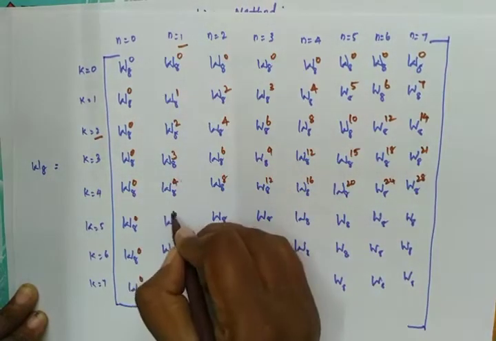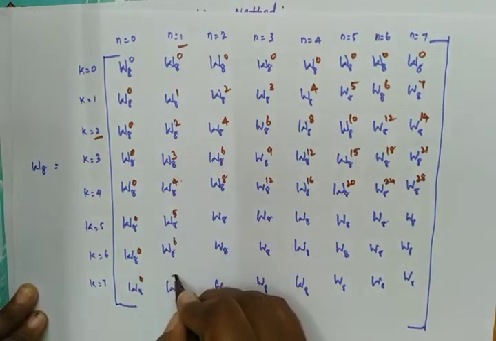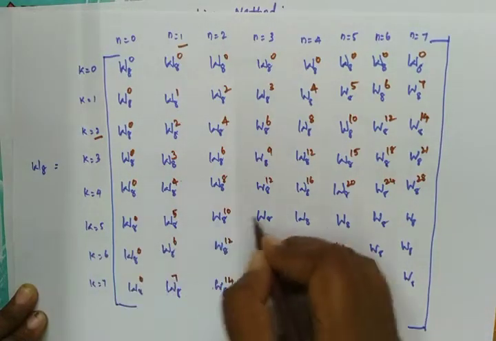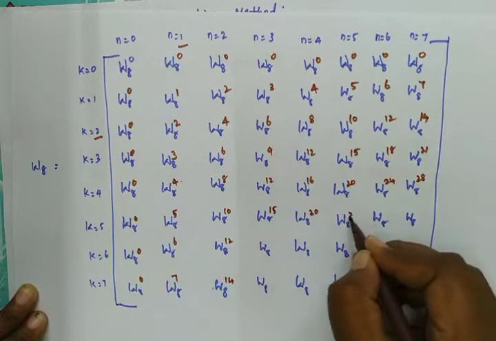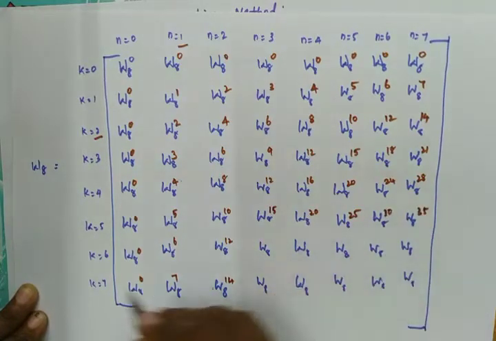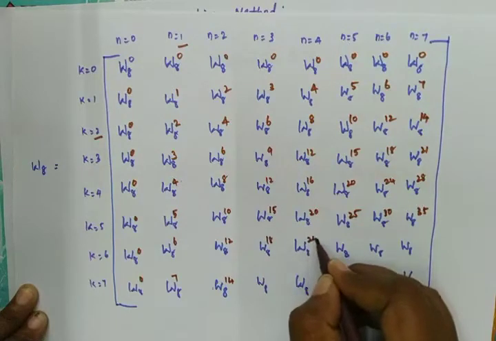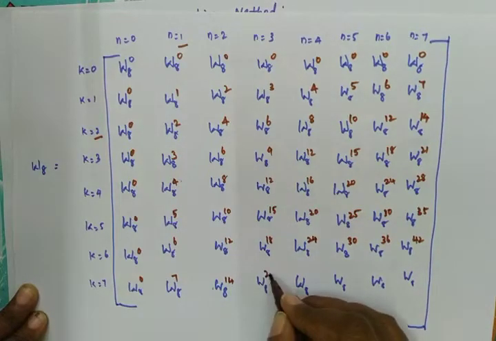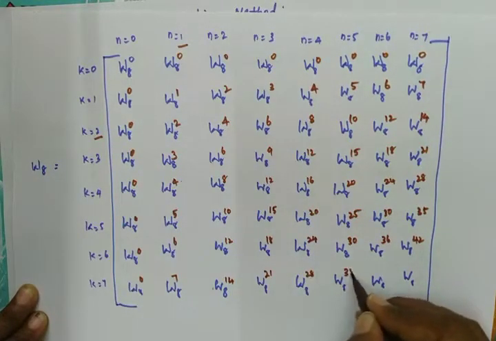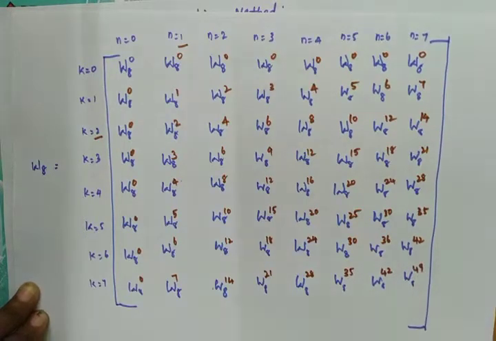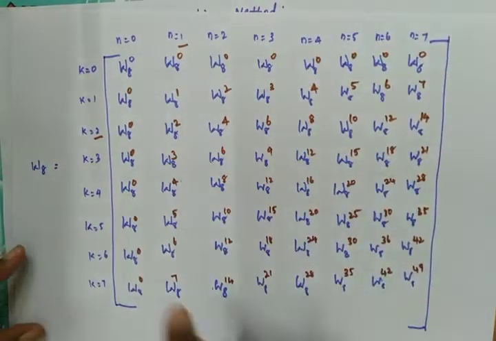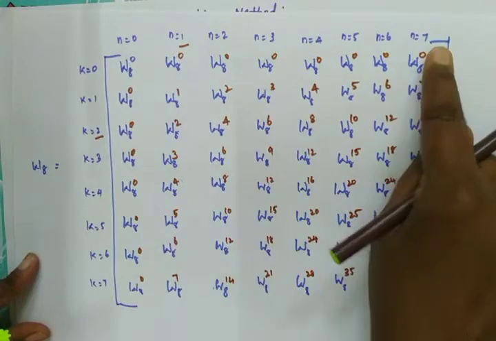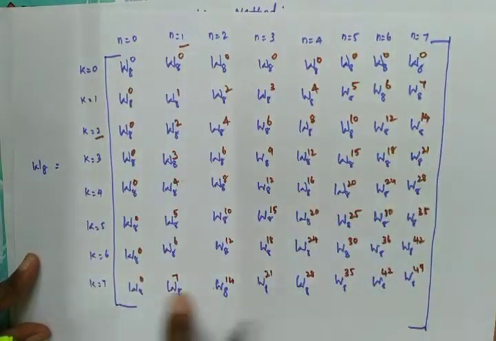And 5 1s are 5, 6 1s are 6, 7 1s are 7, 5 2s are 10, 6 2s are 12, 7 2s are 14, 5 3s are 15, 20, 25, 30, 35. 6 3s are 18, 24, 30, 36, 42. And here 21, 28, 35, 42, 49. So we have written this matrix, with k is equal to 0 to 7 and n is equal to 0 to 7. Now what we have to do is find the values for this matrix.